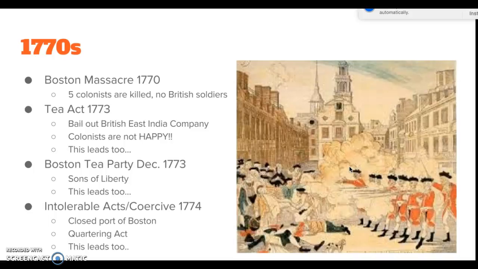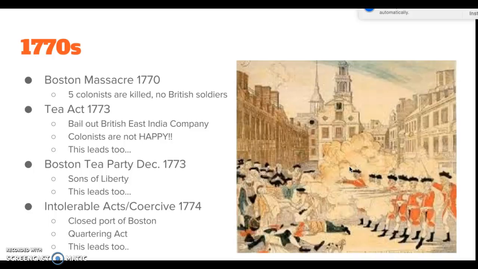And Parliament, who many have stock in the British East India Company, are not very happy about this. So what do they do? They pass what is known in Great Britain as the Coercive Acts, but here in the colonies we will know them as the Intolerable Acts. So they close the Port of Boston. Hey, look, no one can get anything in and out of the Port of Boston, which is going to hurt many of the merchants in Boston.